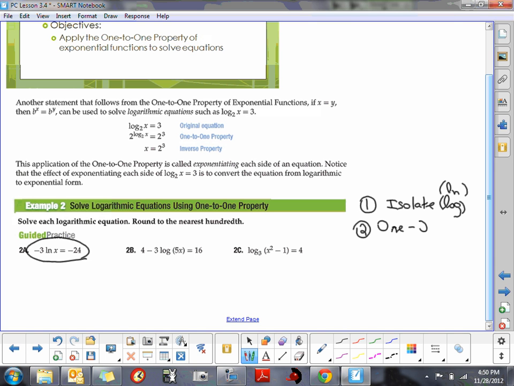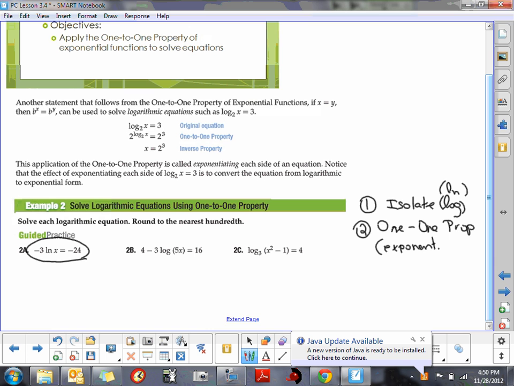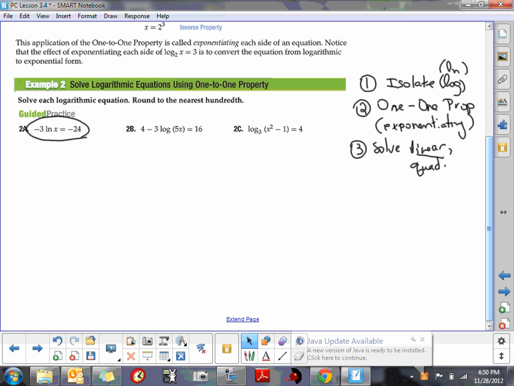Then the second thing I want to do is I want to use the one-to-one property, just do it like this, which really is exponentiating both sides to the same power, and then what we'll do is we'll solve the resulting equation. It could be linear. We will also see some quadratics that are going to pop up in here as well.